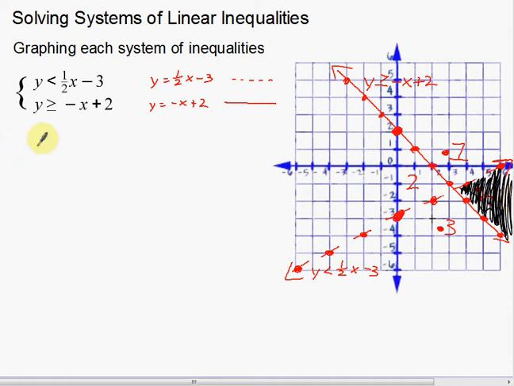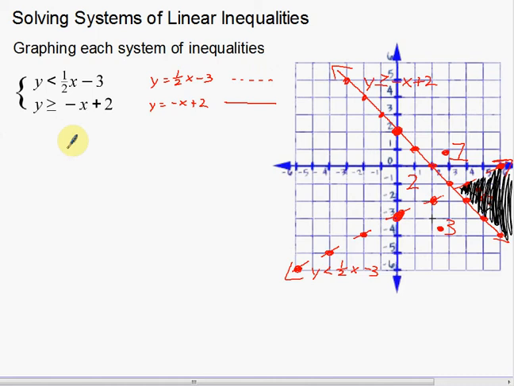And again, what that basically means is all of the points that are in that shaded area are going to be solutions to this system. So one more time, any point in here is going to be a solution to this system, is going to make both of those equations true. Okay, so that is how you represent the answer to this system.